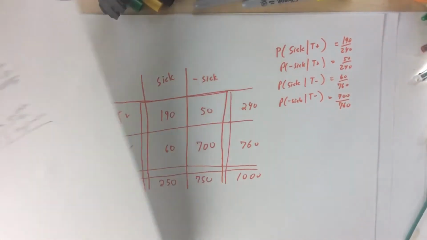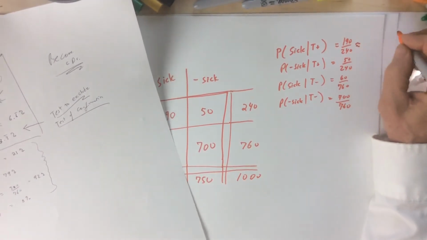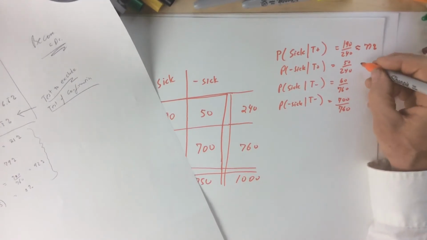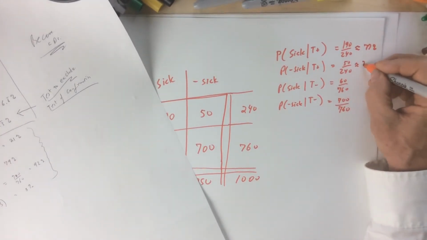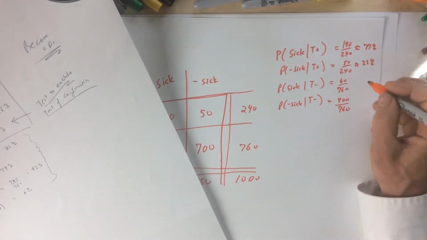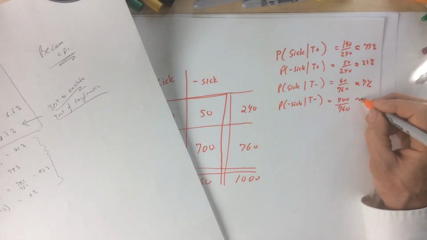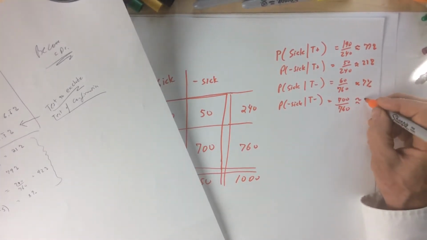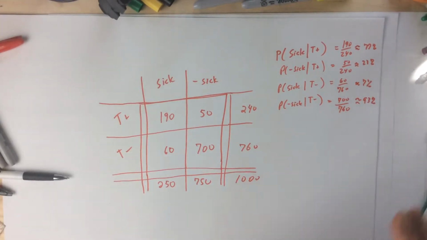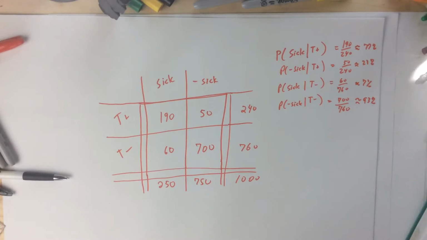190 out of 240 is somewhere in the area of 77%. That means this is in the area of 23%. 60 out of 760 is around 7%. And 700 over 760 is around 93%. Whether they're exactly right or not is not relevant. I just want you to look at how a doctor might interpret this.